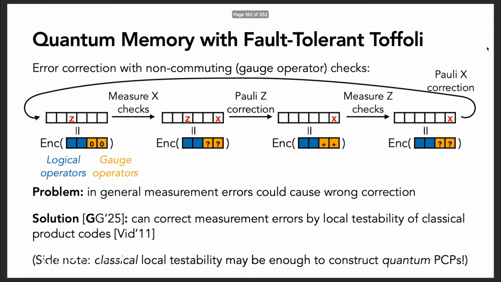I won't have time to get into exactly why this is the case. I can talk about it offline, but this is somewhat surprising because we're ultimately trying to construct quantum PCPs, and actually classical local testability might be enough. We might never need quantum locally testable codes. We might be able to get away with classical locally testable codes within a quantum code construction, because of this gauge idea. Yeah, exactly.